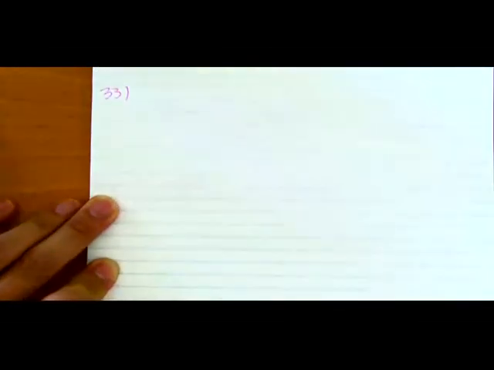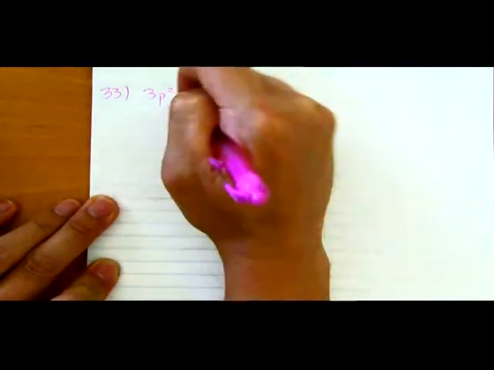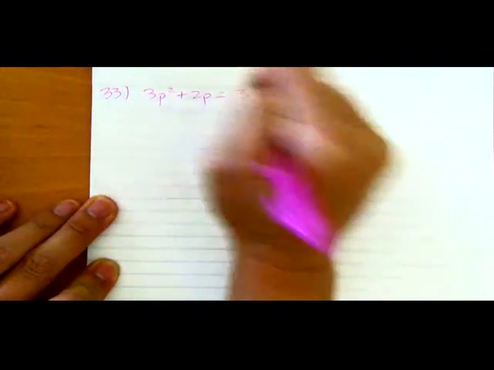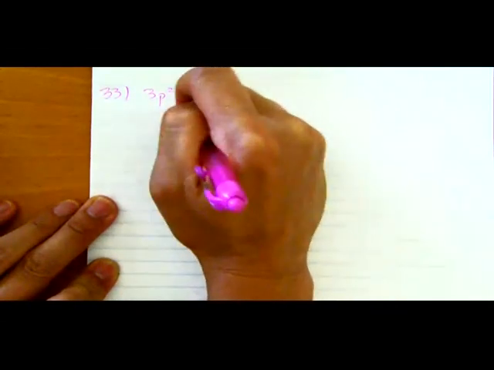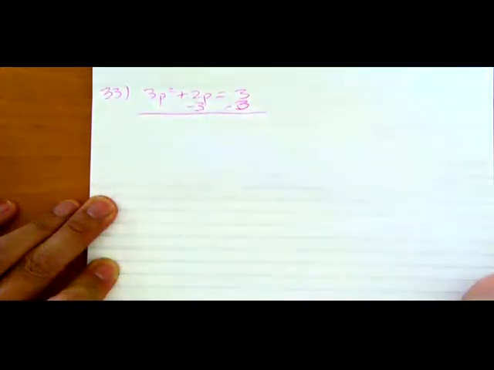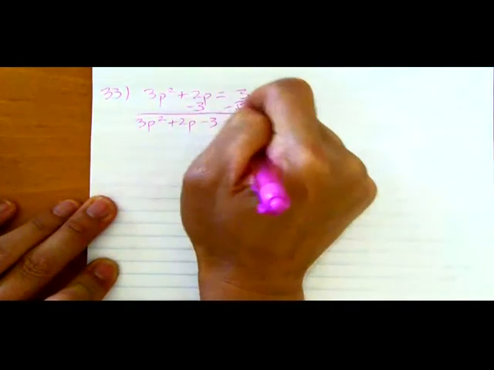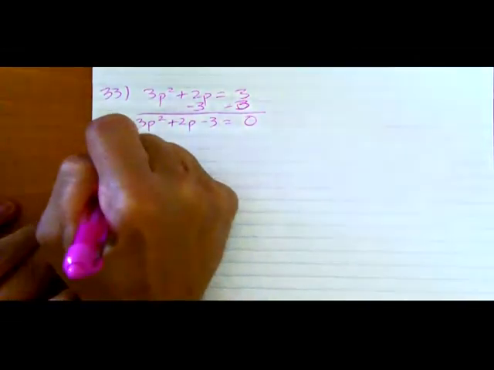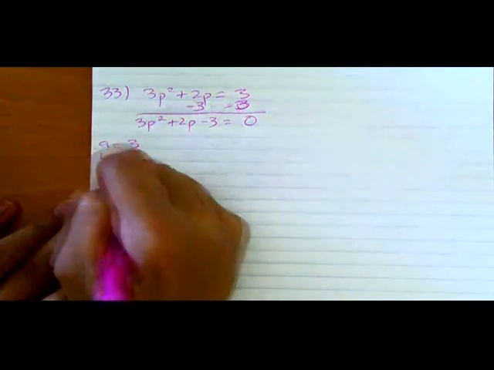Number 33. 3p to the second plus 2p equals 3. Get a 0 on one side, so subtract 3. We're going to go for standard form. 3p squared plus 2p minus 3 equals 0. A is 3, b is 2, c is negative 3.